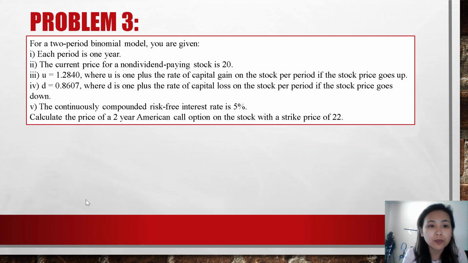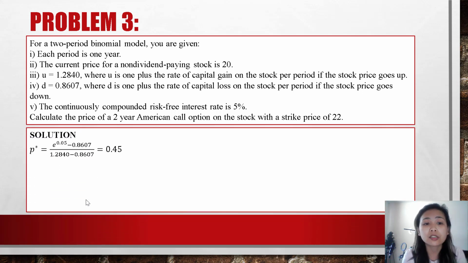Problem 3: for a 2-period binomial model, you are given its period is 1 year. The current price of a non-dividend paying stock is 20. u is 1.2840, where u is 1 plus the rate of the capital gain of the stock per period if the stock price goes up. d is 0.8607, where d is 1 plus the rate of capital loss on the stock per period if the stock price goes down. The continuously compounded risk-free interest rate is 5%. Calculate the price of a 2-year American call option on the stock with a strike price of 22.